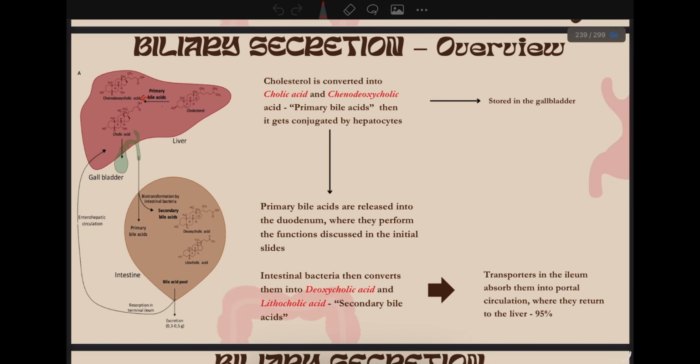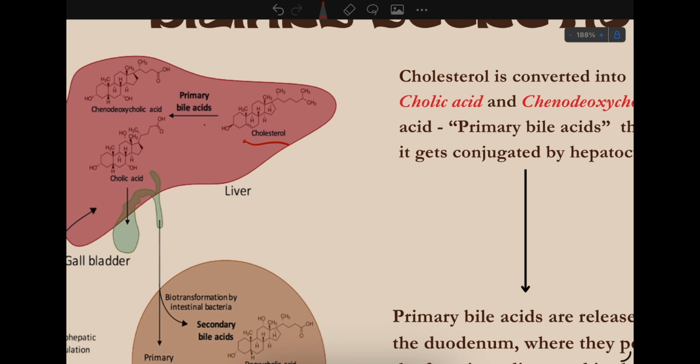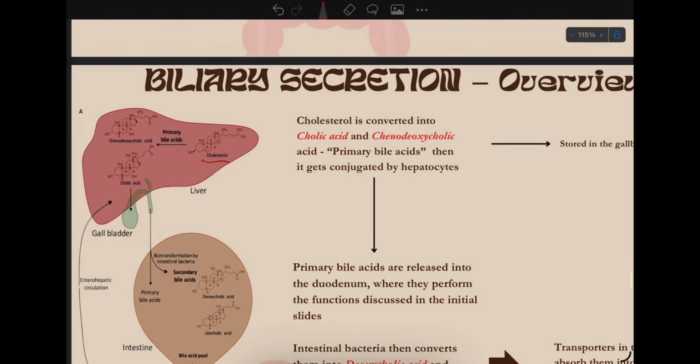The main component of bile is bile acids. Where do we get these bile acids from? Cholesterol. We get the cholesterol, and by an enzyme called 7-alpha hydroxylase, we will be talking more about it later, they give us two primary bile acids. It can be one of two, either cholic acid or chenodeoxycholic acid. I know it's a long name, but you have to remember it. Cholic acid, chenodeoxycholic acid. These are our primary bile acids.